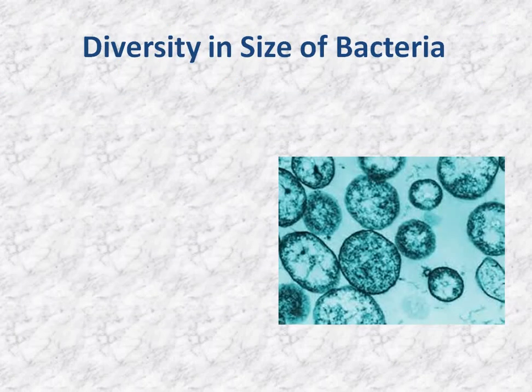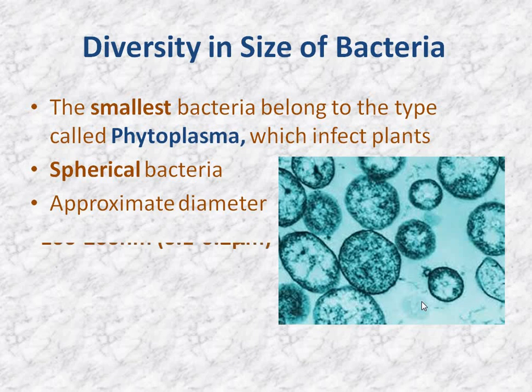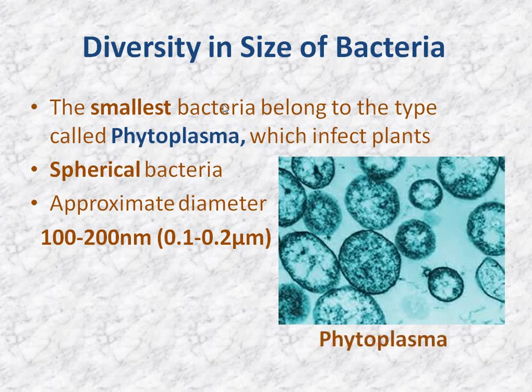Now, the diversity in size of bacteria. Bacteria are of many different shapes and sizes. The smallest bacteria belong to the group called Phytoplasma, which are bacteria that infect plants. They are spherical, as you can see in this figure, and their approximate diameter is 100 to 200 nanometers, that is 0.1 to 0.2 micrometer. These spherical bacteria belong to the group Phytoplasma, and most of them infect plants.